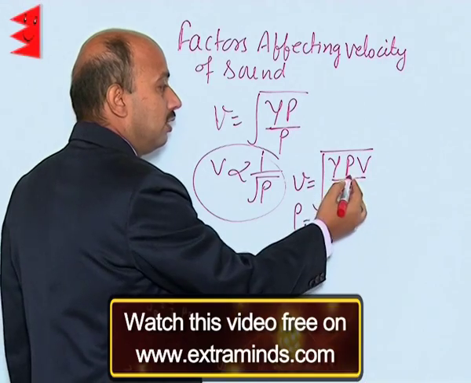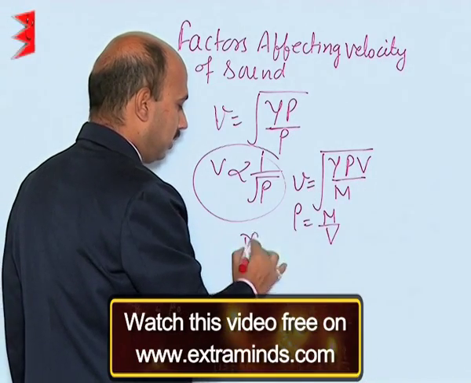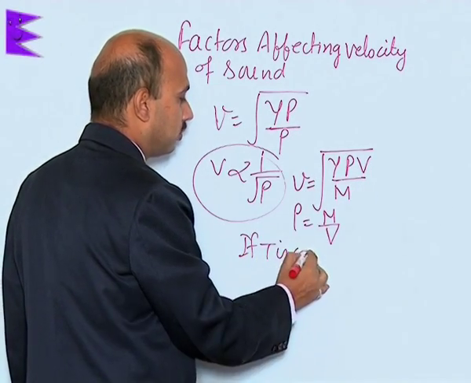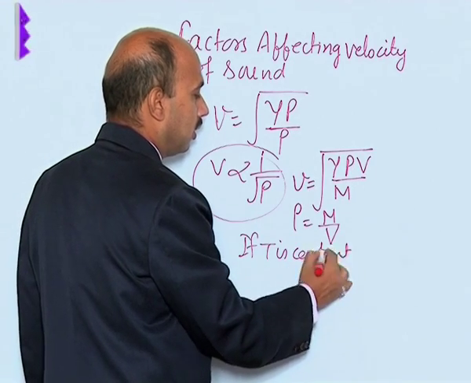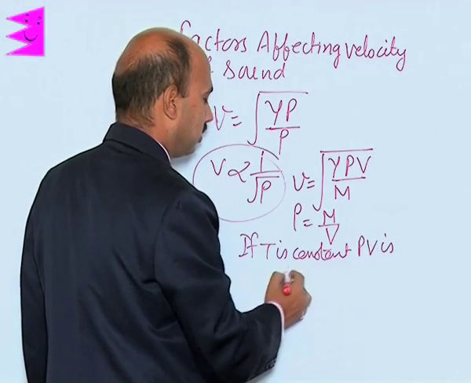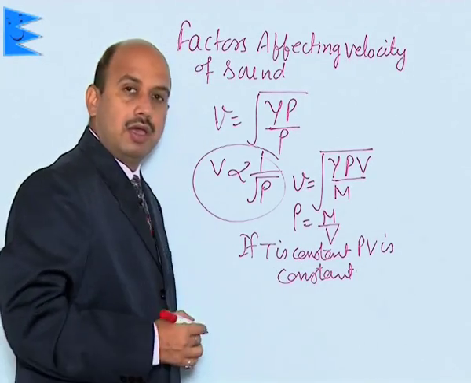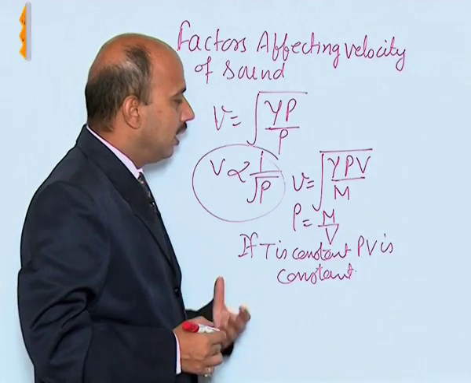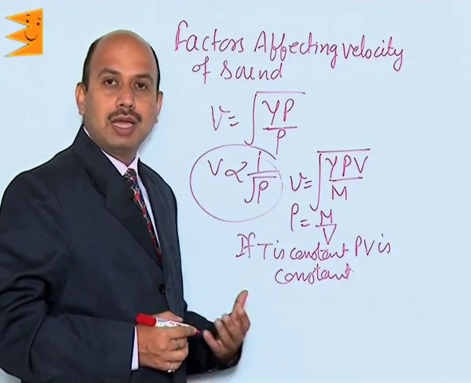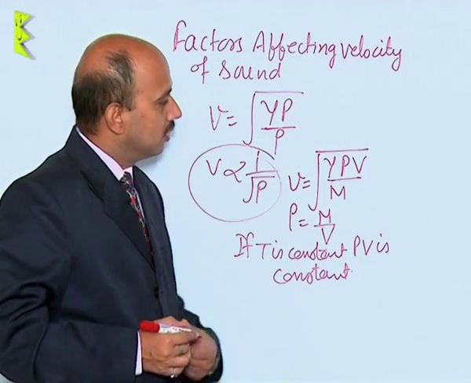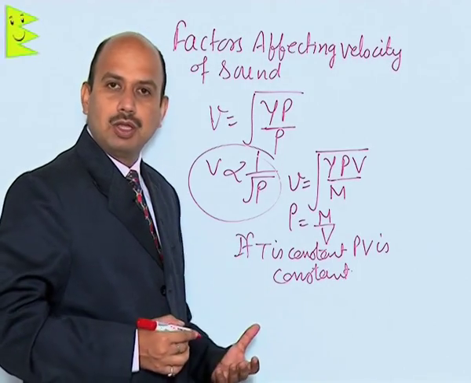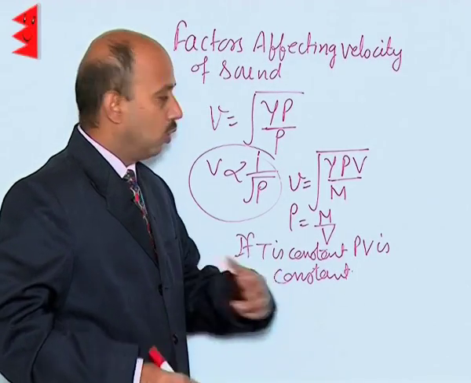Now, see here, if temperature is constant, if T is constant, then PV is constant. It means velocity is actually independent of pressure provided temperature remains constant. So, it does not depend on the pressure if temperature remains constant.